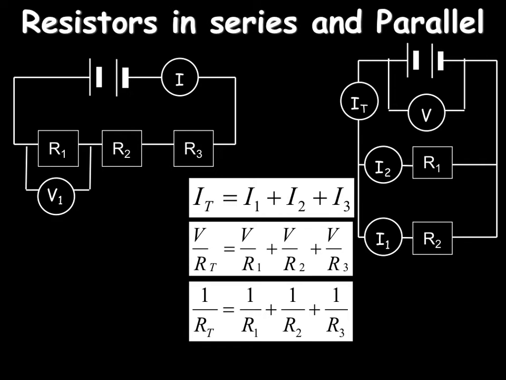Now, it's not quite as easy in parallel because we're adding up the currents. If we adjust Ohm's law for current, we get voltage over resistance, so we have to write it in this form. But again, I did tell you that the voltage across each component in a parallel circuit is the same, so it can be cancelled. So we end up with the formula 1 over RT equals 1 over R1 plus 1 over R2 plus 1 over R3. Those rather simple proofs don't take an awful lot of memory.